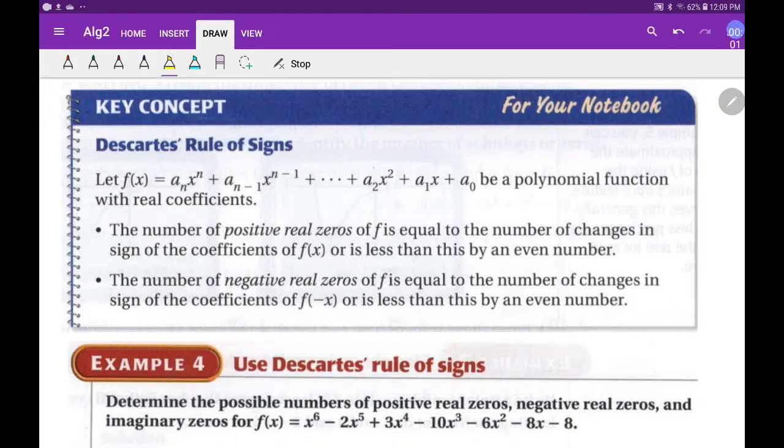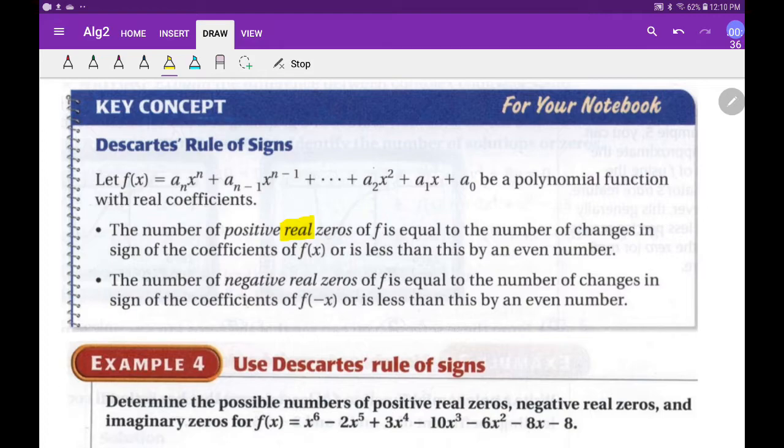Okay, Descartes came up with a way to help us a little bit as far as our expectations. He has his rule of signs here, and we can say that the number of possible positive real zeros is equal to the number of times I have a sign change as I go along my polynomial here. Every sign change I count is a possible positive real zero. Now, focus on the real here.